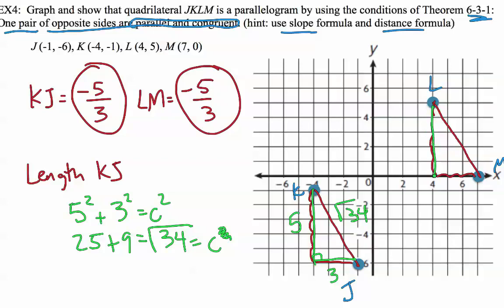And if I do the same thing for LM, I'll see that I'm going to form the same right triangle of sides 5 and 3. So I see that the length of KJ is actually equal to the length of LM. So I do have this condition 6-3-1, which says one pair of opposite sides are parallel and congruent.